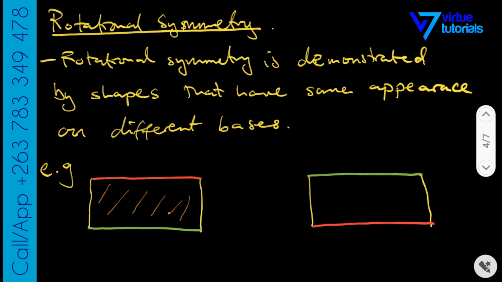If I flip this, such that it's now sitting on the red base, I find that I still get a shape of similar appearance. The appearance of the shape here and the shape there is still the same, even though the shape is now sitting on a different side as its base. So when a shape can do that, we say that shape has rotational symmetry.